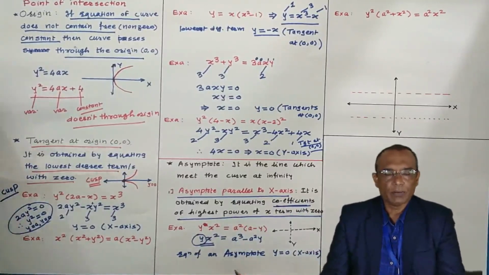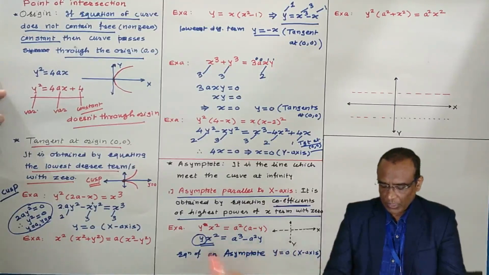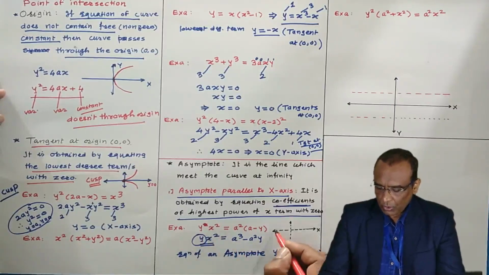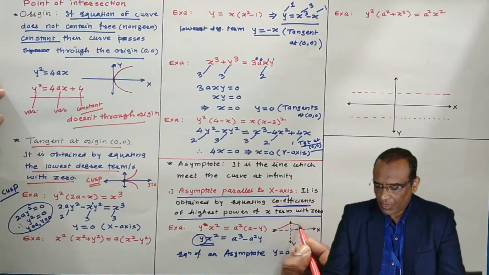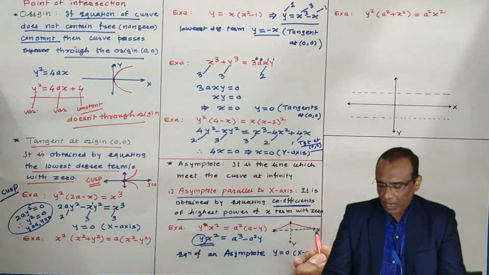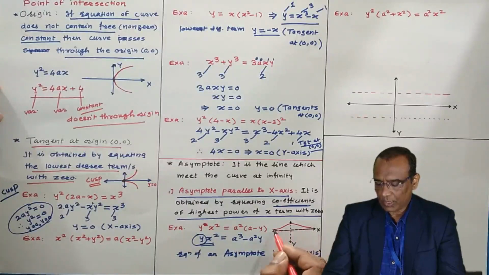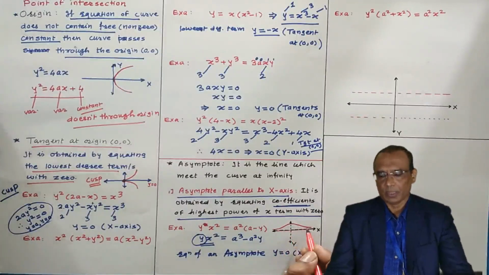So this type of MCQ will definitely be there in the examination. You will be given a curve and asked to find the equation of the asymptote. In order to explain this curve I am going to draw it directly. This red curved line is the curve, and this dotted line is the asymptote to this curve, meaning the x-axis is the asymptote to this curve.